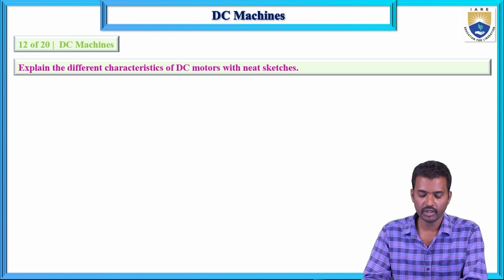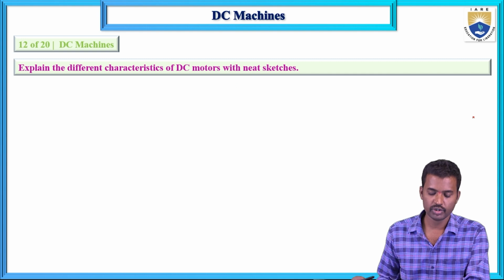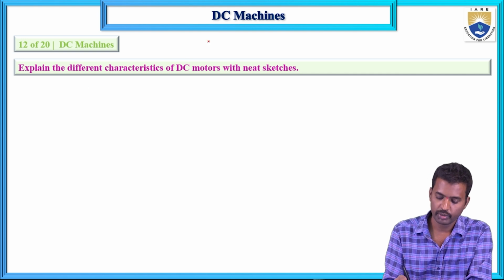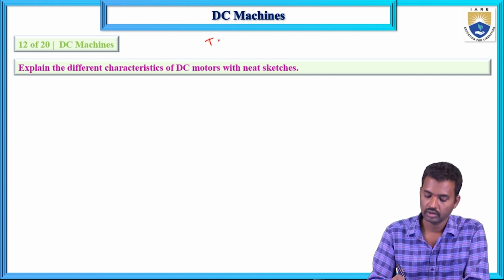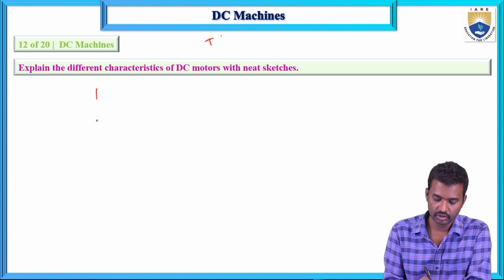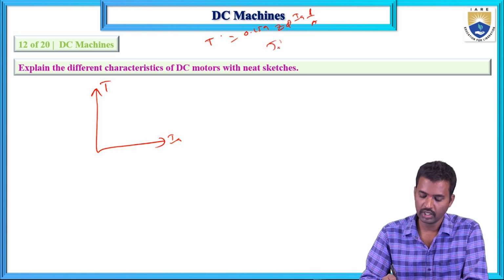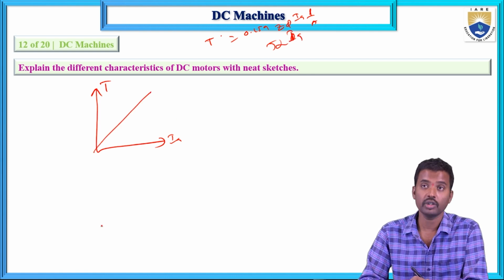Next, explain the different characteristics of DC motors with neat diagrams. So what are the different characteristics? First, the speed, torque, and current characteristics. This is torque and current. T equals 0.159 Z phi IA into P by A, so T is directly proportional to IA.